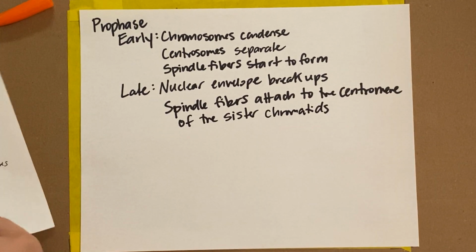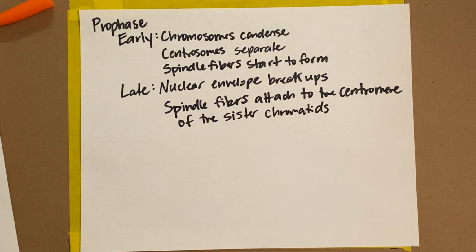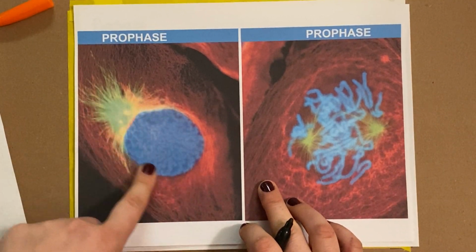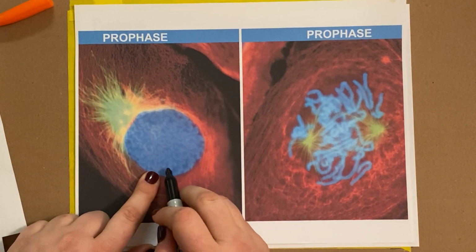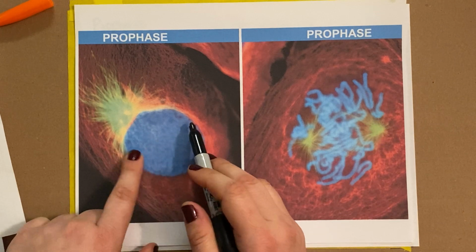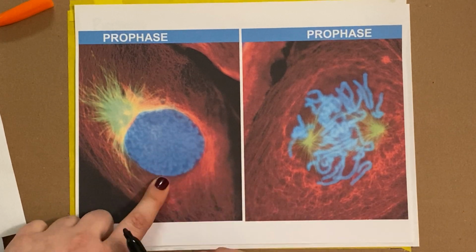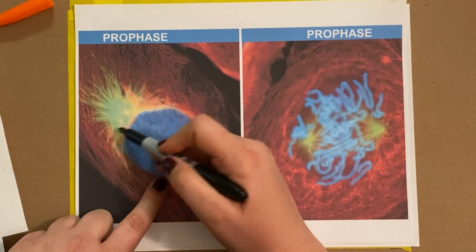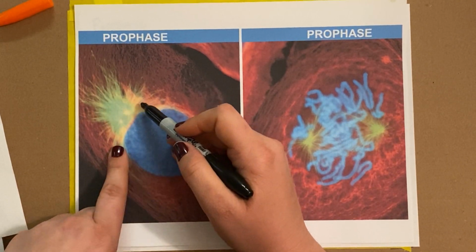Okay, so this is what it looks like in an actual cell, and then I'm going to draw part of it for you. So here is early prophase, and what we have right here is you can start to see the individual chromosomes. They eventually will break out of the nucleus, but this is what we kind of see in prophase. All of this kind of greenish yellow is going to be the spindle fibers and the centrosomes, okay?